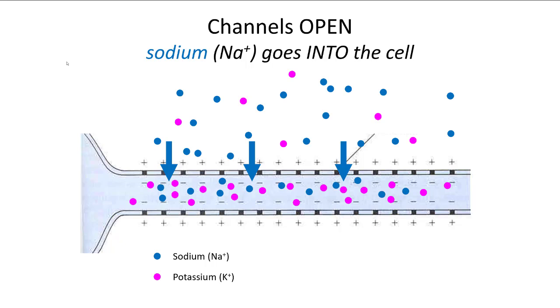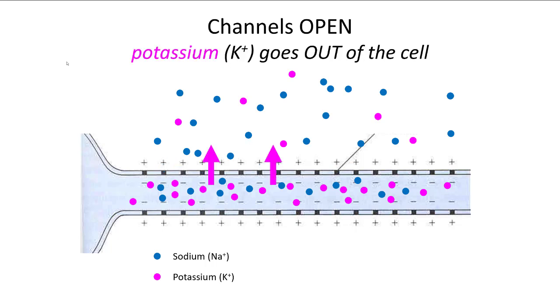This diagram shows the axon portion of a neuron, and the influx of sodium causes the inside of the neuron to be more positive. Potassium is more abundant inside the cell. When potassium channels open, potassium exits the cell. Because potassium is a positive ion, its exit from the cell will cause the cell to become more negative.